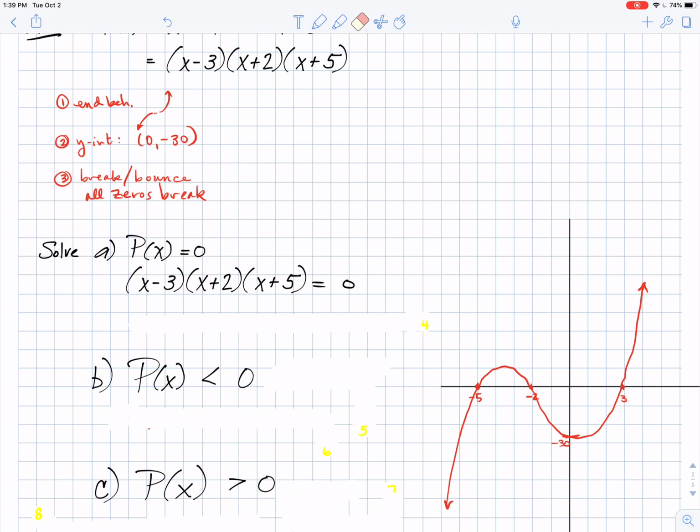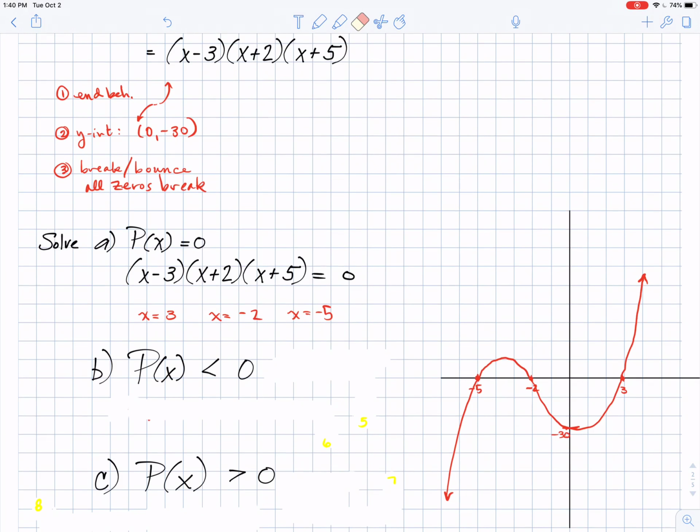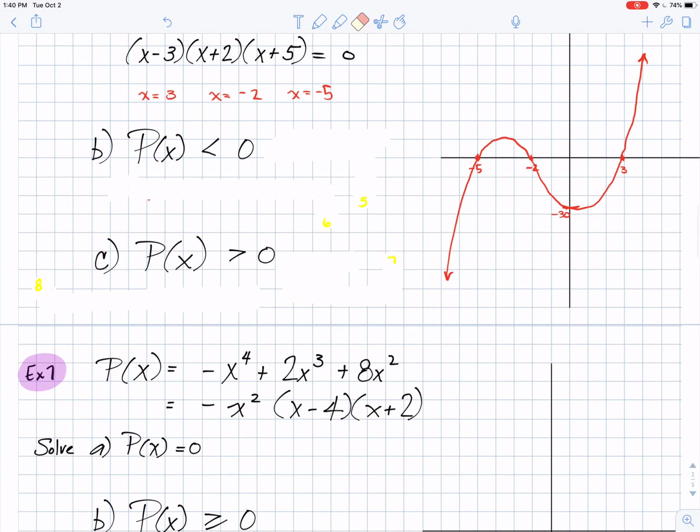All right, so let's go straight into part A. Part A is no different from all of the questions that we've already been doing. Where does my function equal 0? The English version of that, what are my x-intercepts? We already know what those are because we've already answered that question. So my x-intercepts, I have 3 of them: x equals 3, x equals negative 2, x equals negative 5. The next one, however, is a little bit different.